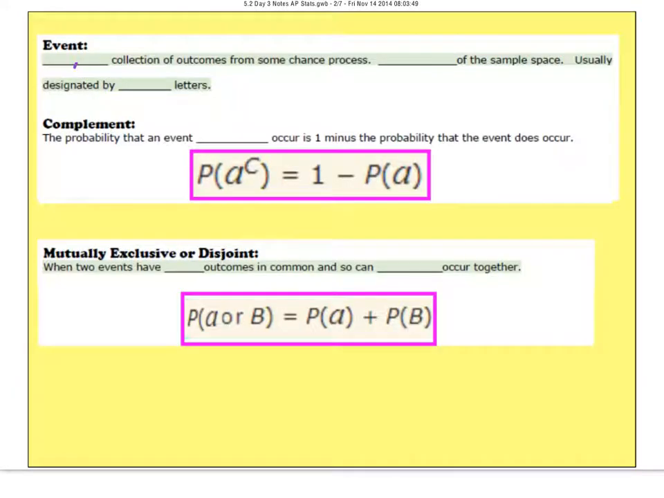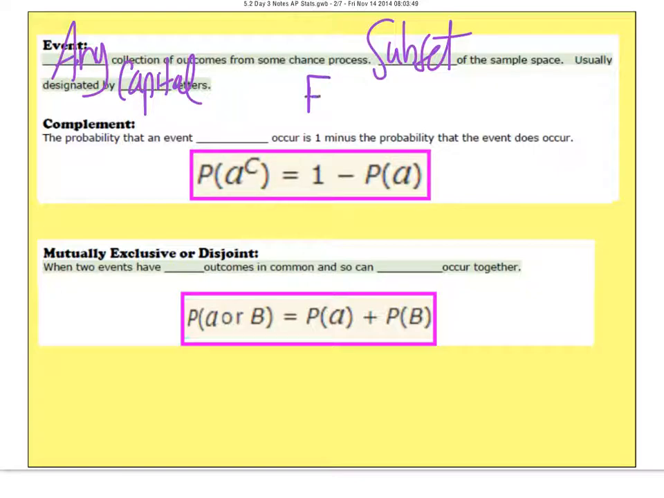Now, let's define an event. An event is any collection of outcomes from some chance process, a subset of the sample space. It is usually designated by capital letters. So you might see some shorthand. Maybe they're going to say, let E stand for the event of rolling an odd on 1 die. This would be the event, and we could find the probability of rolling an odd on 1 die. By the way, that would be 3 out of 6.